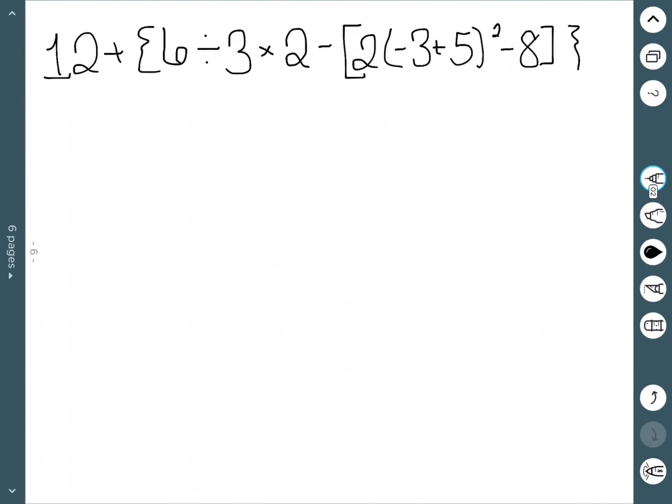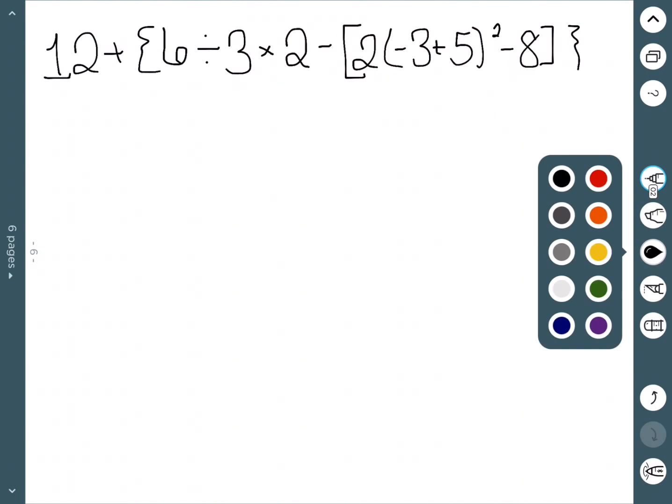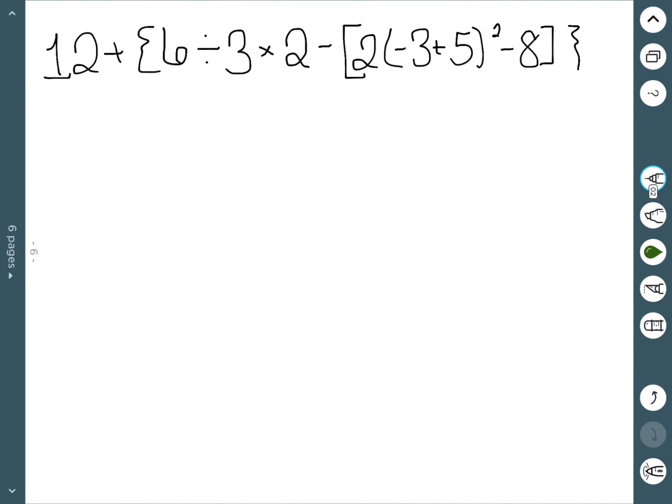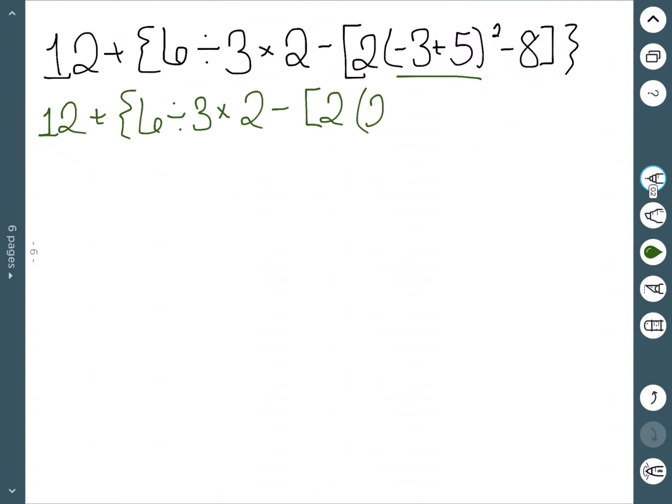Here is a quite complicated example of something we would want to use order of operations for. We need to start with grouping symbols, and we have a lot of grouping symbols here. So we start with the innermost grouping symbol, which is this one here. This is considered the most inner because there's no other grouping symbols inside of it the way there are with the rest of them. So we now have 12 plus 6 divided by 3 times 2 minus 2 times 2 squared minus 8.